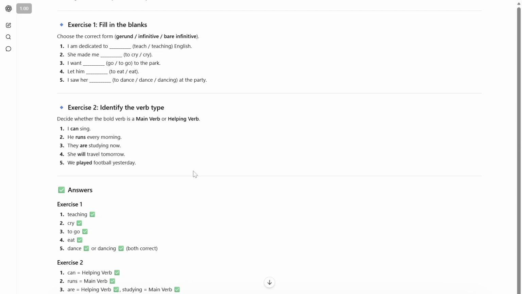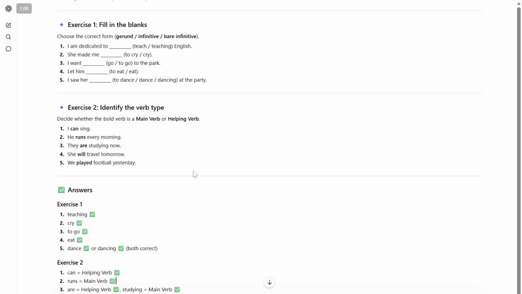Exercise 1, fill in the blanks. Choose the correct form: gerund, infinitive, or bare infinitive. 1, I'm dedicated to teach, teaching English. 2, she made me to cry, cry. 3, I want go to the park. 4, let him to eat. 5, I saw her to dance, dancing at the party.